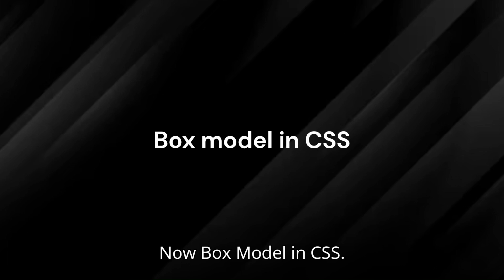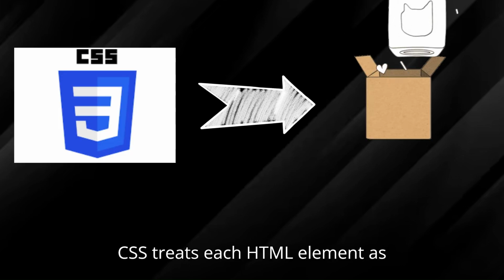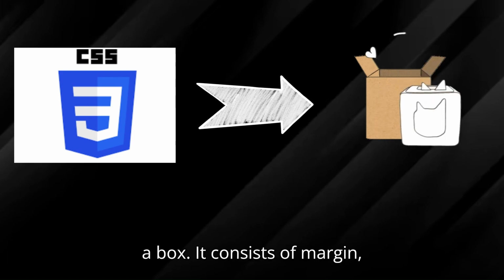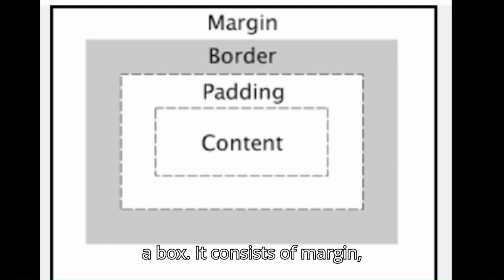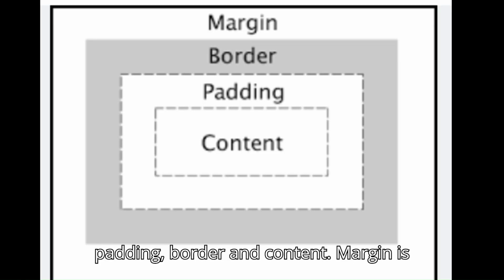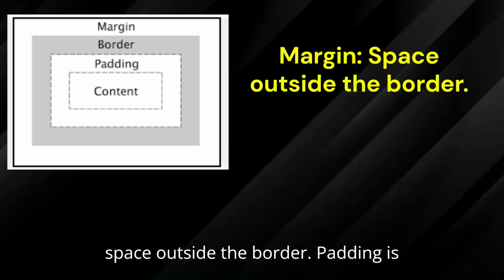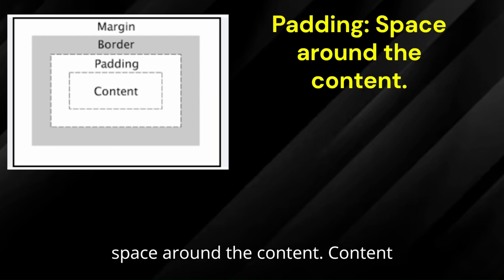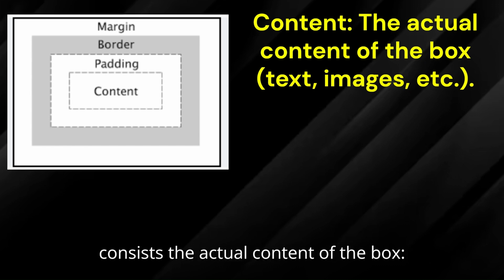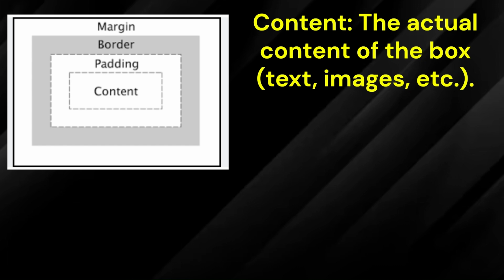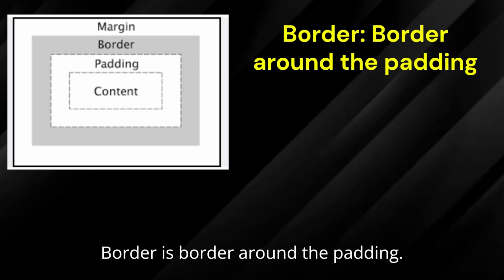Now the box model in CSS. CSS treats each HTML element as a box. It consists of margin, padding, border, and content. Margin is space outside the border. Padding is space around the content. Content consists of the actual content of the box, text, images, etc. Border is the border around the padding.